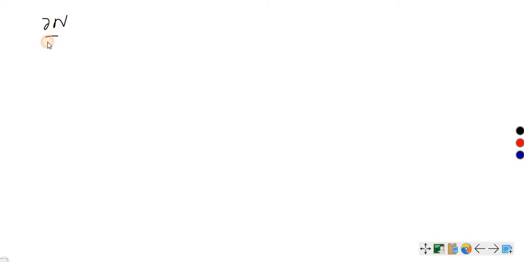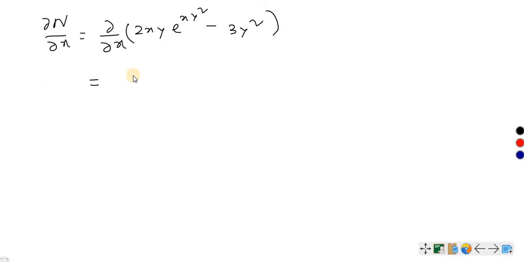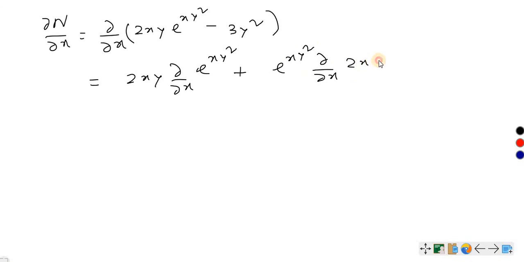Similarly, the partial derivative of N with respect to x will be the partial derivative with respect to x of the function N, which was 2xy e to the power xy square minus 3y square. So it is of the form A and B. Let me take first A outside and differentiate B, that is e to the power xy square, plus e to the power xy square times the partial differentiation of A with respect to x, which is 2y. The last term will be 0 because there is no x term. y is constant here, 3 is constant, so the differentiation of a constant is 0.